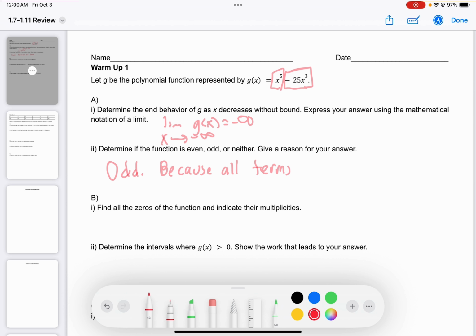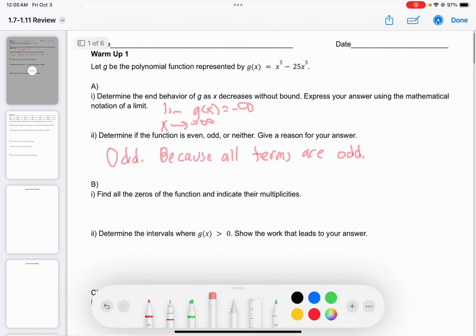All terms have to be odd, right? If I added a plus x squared here, this would no longer be an odd function. It would be neither, right? All of them have to be odd for it to be odd. All of them have to be even for it to be even.